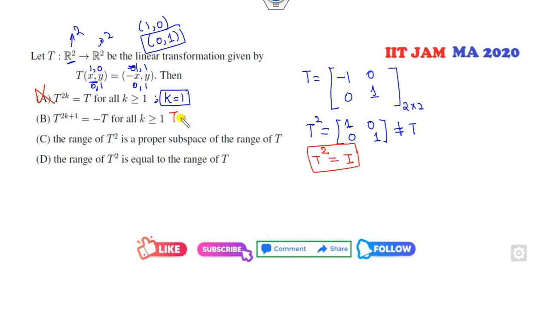Second is, when you again take k equal to 1, it is my t cube. What is t cube? It is t, because t square is I, which is not equal to minus of t. So this option is also cancelled.